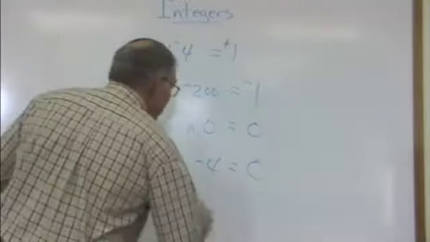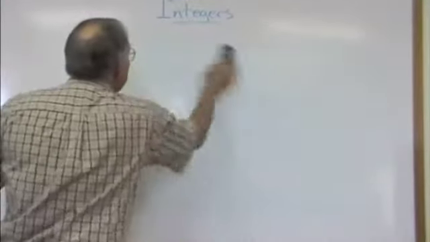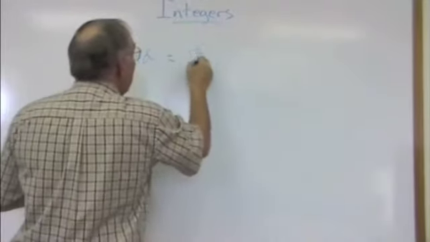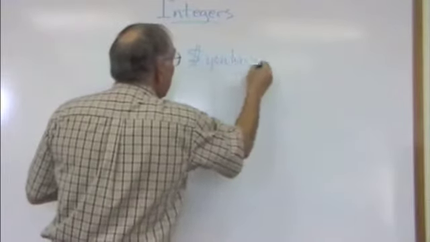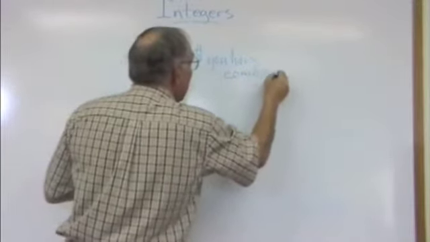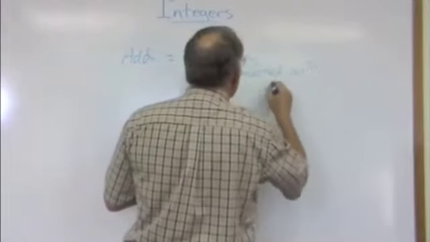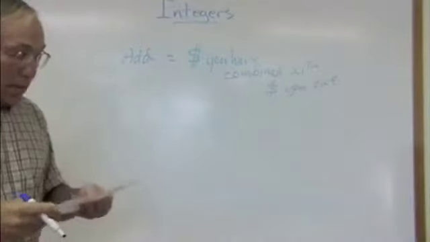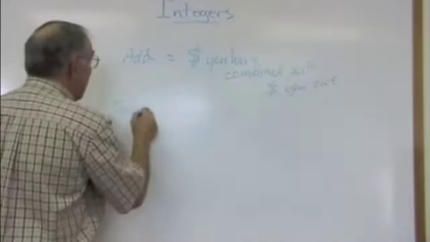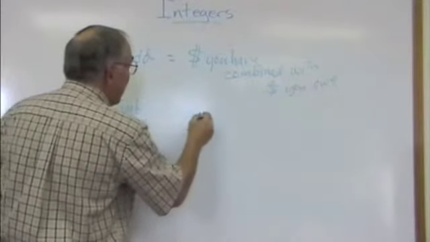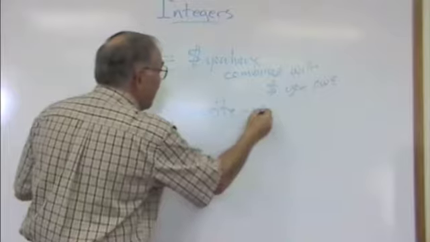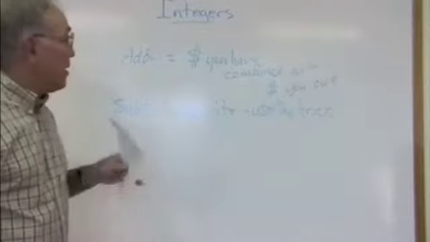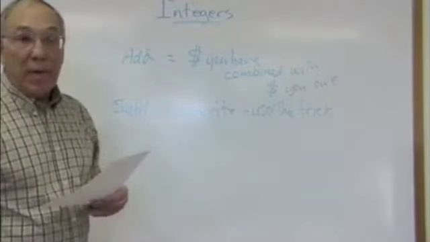Okay, just a quick review. When you add integers, it's money you have combined with money you owe. Money you have and money you owe. To subtract integers, rewrite, use the trick. First number stays the same, sign changes to plus, and the second number has its sign reversed.